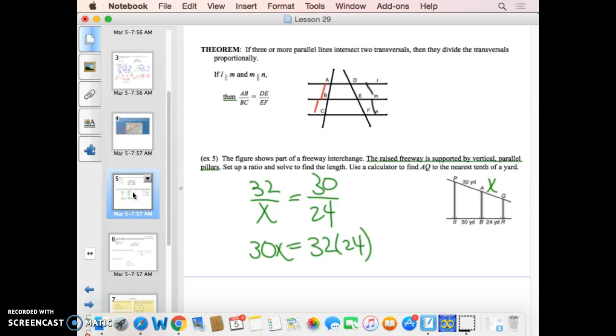So side splitter and the parallel lines is very similar because if I connected these transversal lines, I would actually make a triangle. So really it is just the side splitter theorem. You're just taking a snapshot before the point of the triangle has been created.